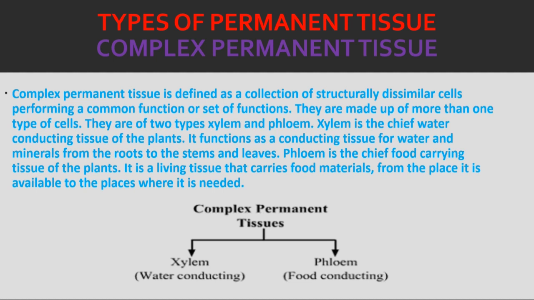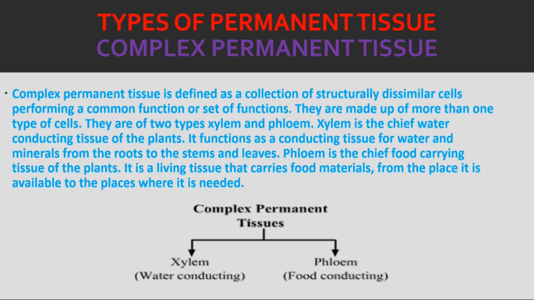There are two types: xylem and phloem. The xylem is the chief water conducting tissue of the plants. It functions as a conducting tissue for water and minerals from the roots to the stems and leaves. Water is taken up by the roots by the process of diffusion through the root hairs. The xylem is present in the root and helps to transport the water and minerals to the stems and leaves for the process of photosynthesis.